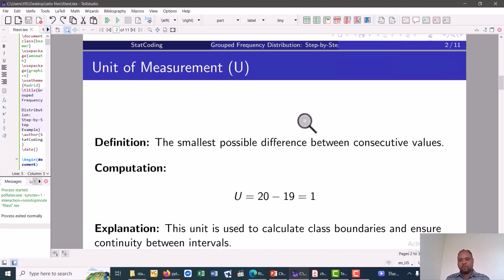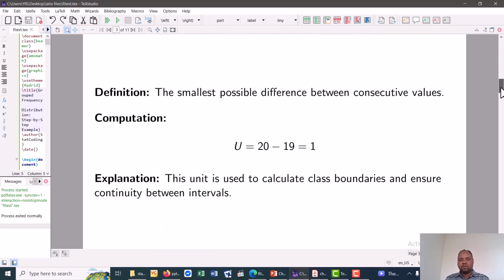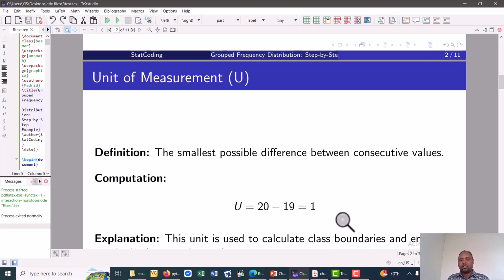Unit of measurement: the gap between two consecutive classes. What's the gap between the two class intervals? The first class starts from 10 and ends with 19, whereas the second class begins from 20 and ends at 29. So the difference between 20 and 19, which is the gap between the two classes, is 20 minus 19. This is the unit of measurement, which is used to calculate class boundaries and ensure continuity.